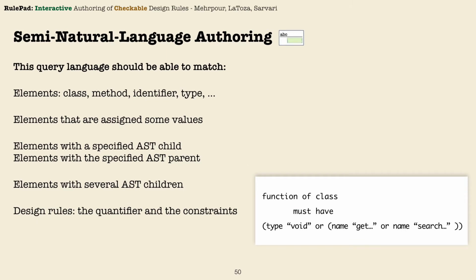And finally, the language should be able to match design rules. As we described earlier, each design rule consists of a quantifier, which describes when the design rule conditions are met, and constraints, which describe how the constraints of the rule should be applied. In the query language, these two parts are matched separately, but are expressed together with must-have.